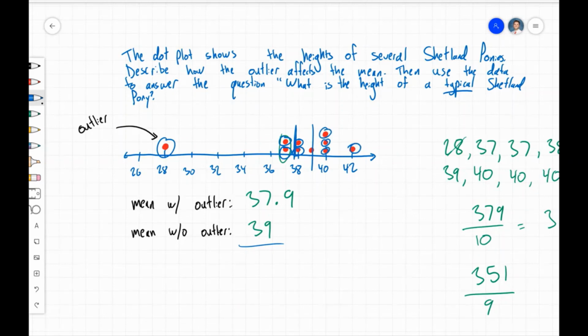It shows that's closer to what the average pony would be, because it's showing more of our data points really close to the middle there. And so we would say that the height of a typical Shetland pony is probably closer to 39 than it is to 37.9, since we can ignore that outlier here.